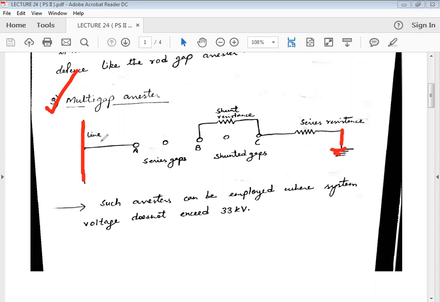During normal operating conditions, there will be no arc between the gaps. But when a fault occurs, an arc develops between the gaps A to B, which will then follow B to C and go to the ground from the output wire.